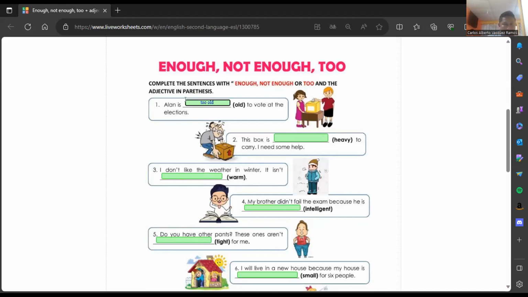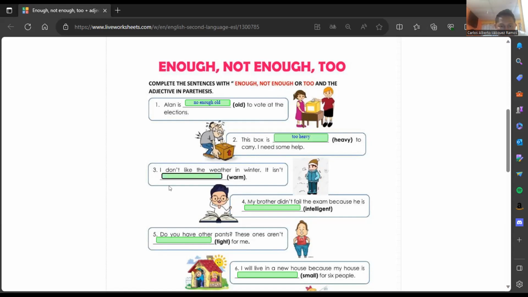Not old enough, entonces. No es suficientemente viejo para votar en las elecciones. No es suficiente. Ajá. Not enough, creo que es. La segunda sí es too. This box is too heavy to carry. I need some help.